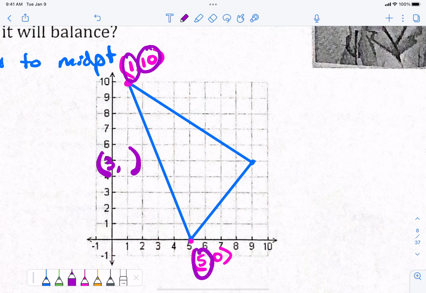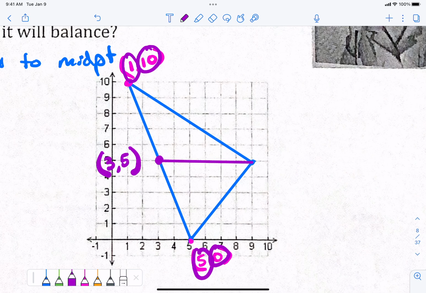Okay, then I average 10 and 0. 10 plus 0 divided by 2 is 5. I have 3, 5, which is that dot exactly, which happens to be a horizontal line from the vertex, which is very, very good.